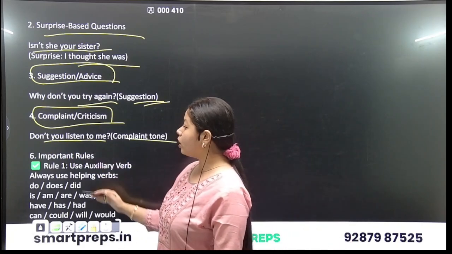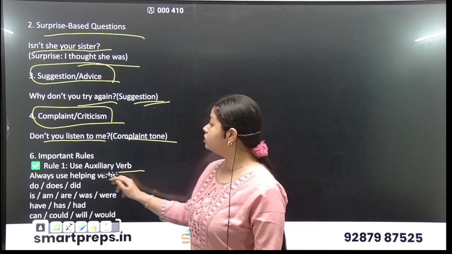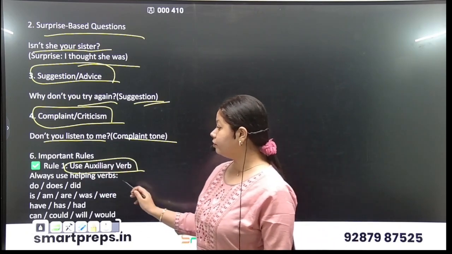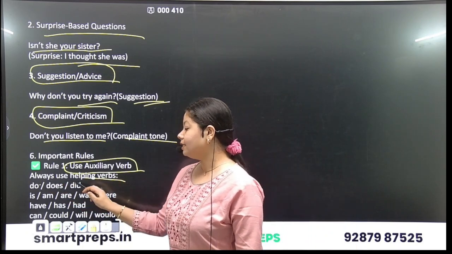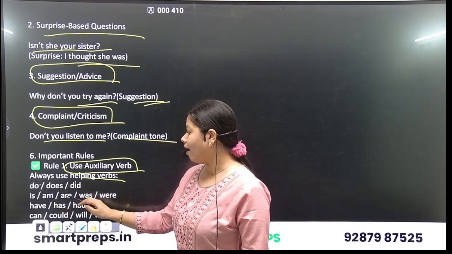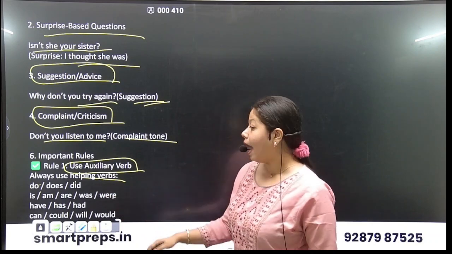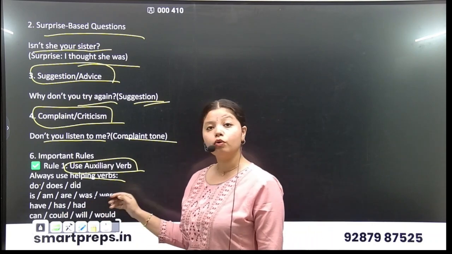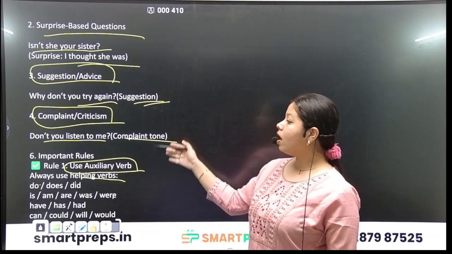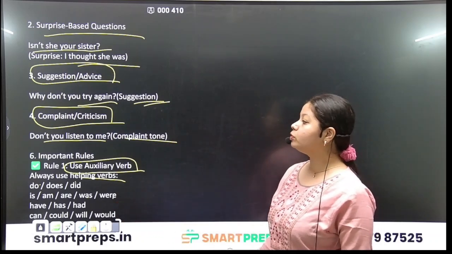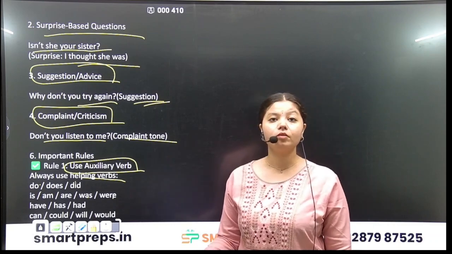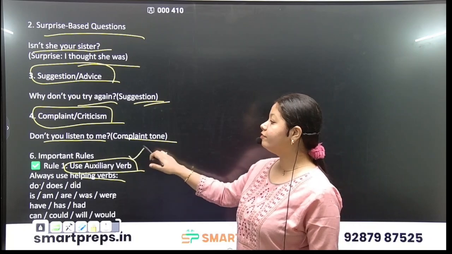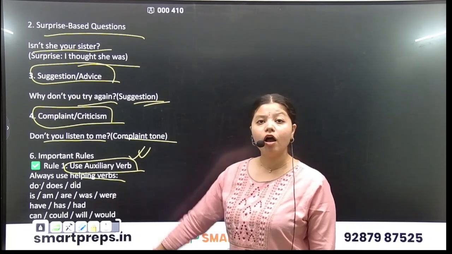Now six important rules. Rule 1 is use an auxiliary verb. Always use helping verbs: do, does, did, is, am, are, was, were, have, has, had, can, could, will, would. These are some helping verbs whenever we are forming a negative interrogative sentence. These are auxiliary verbs which help us with the main verbs.